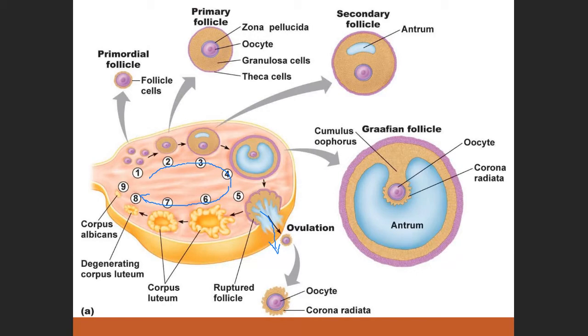So we start off with what we refer to as our primordial follicles. These are going to be very immature follicles. Females are born with a certain number of follicles that then mature one at a time, along with the monthly cycle.